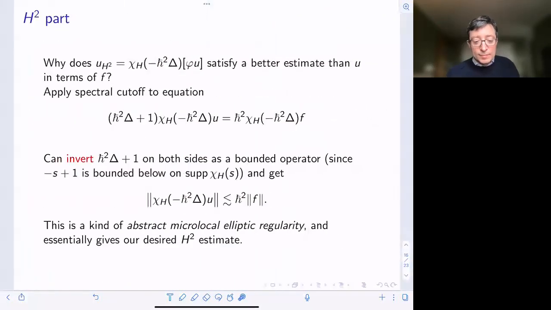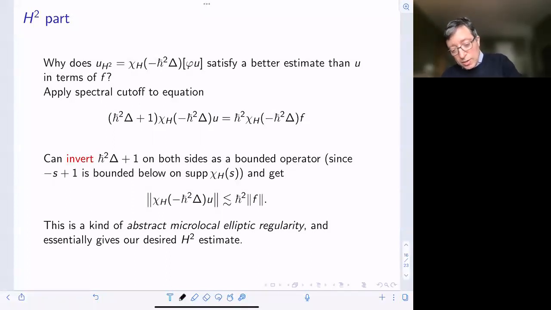Okay. So what about this other part, the part that was called the H2 part, but really is just the small part? So this was the high frequency part. Why should it satisfy a better estimate than u does in terms of f? And the answer is simple if you're a microlocal analyst. The answer is this is living where your operator, h^2 Laplacian plus 1, was semi-classically elliptic. But I can phrase it actually at this level in terms of the functional calculus.